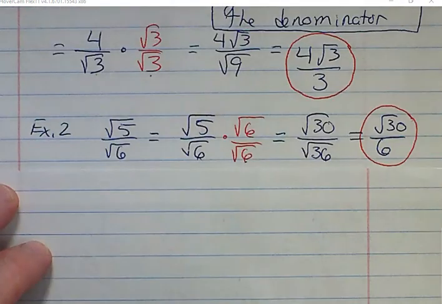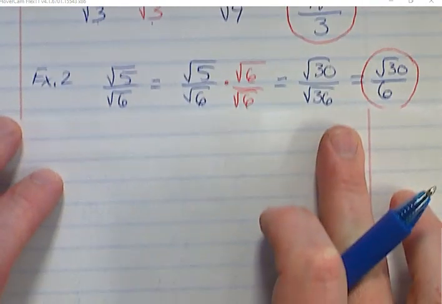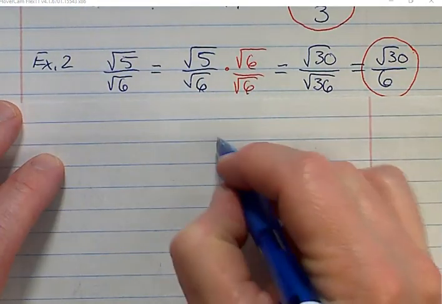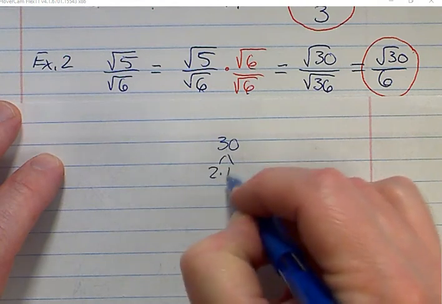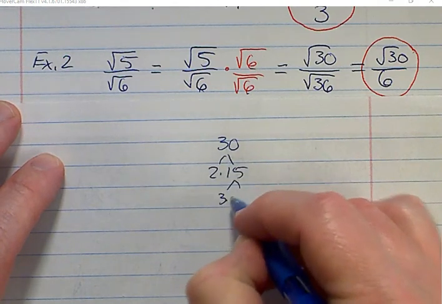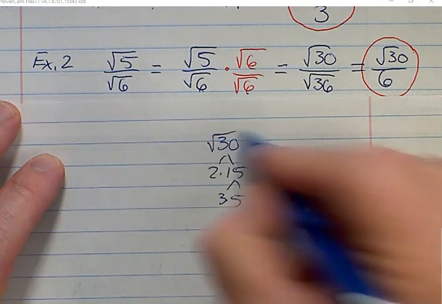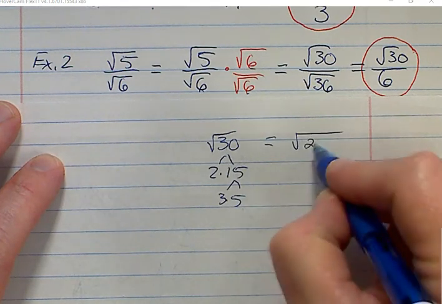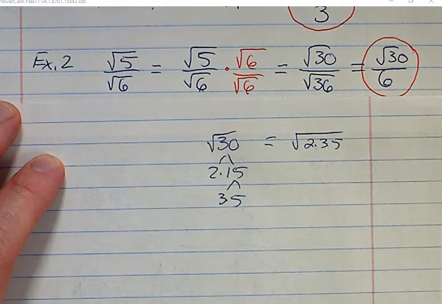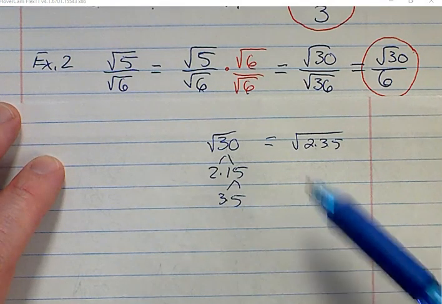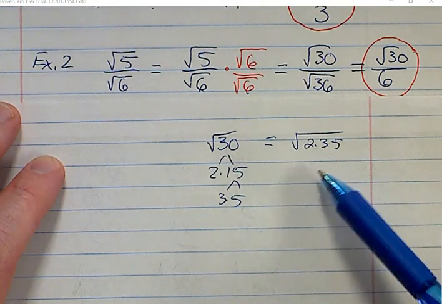If you're worried about that, what about the 30? If you take 30 and break it down, if you do it as 2 times 15, 15 would be 3 times 5. Square root of 30 is 2 times 3 times 5. No pairs of anything, correct? And if there aren't any pairs, you don't have anything you can simplify.